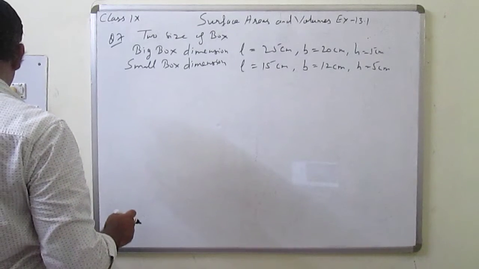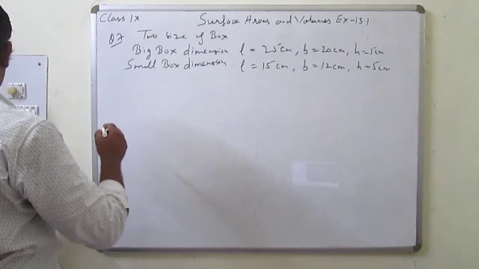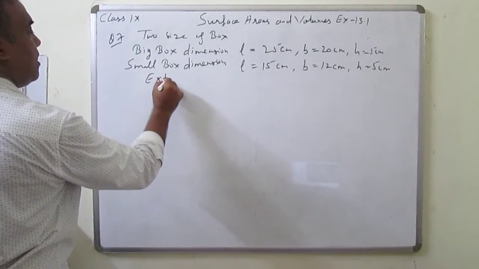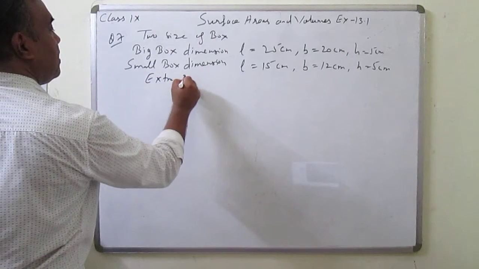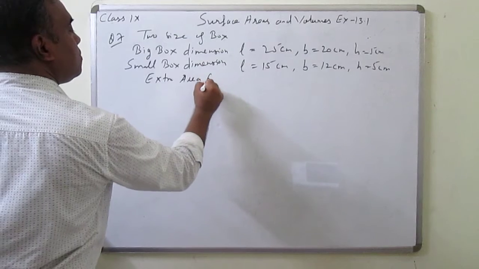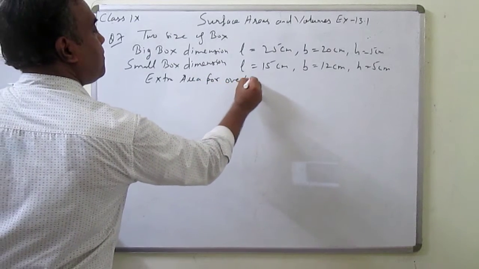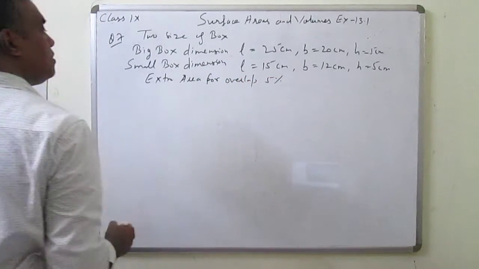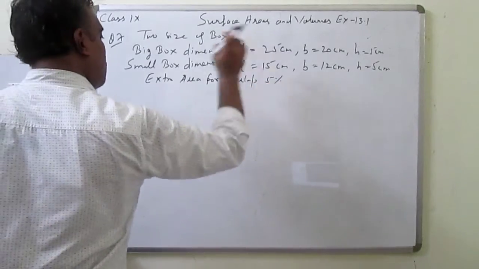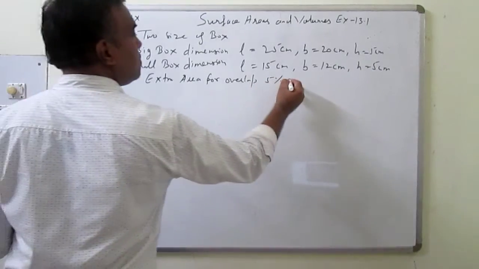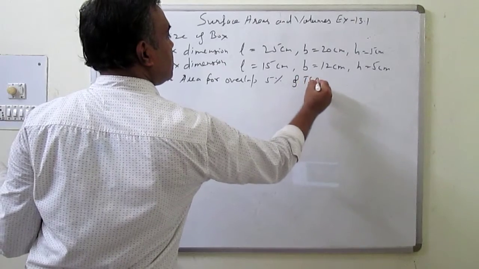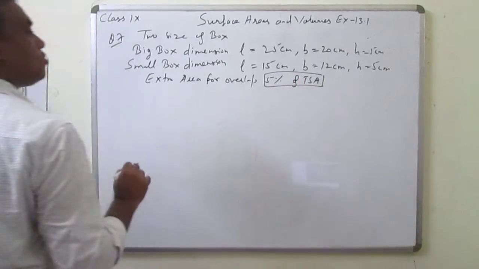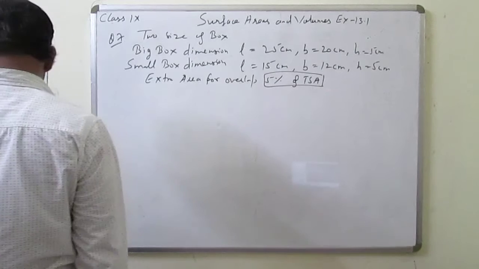For all the overlaps, the extra surface area for overlap is 5%. Extra area of 5% of TSA. इसको आप ये भी कर लीजिए, 5% ऑफ TSA. टोटल सरफेस एरिया का 5% और ऐड हुआ.